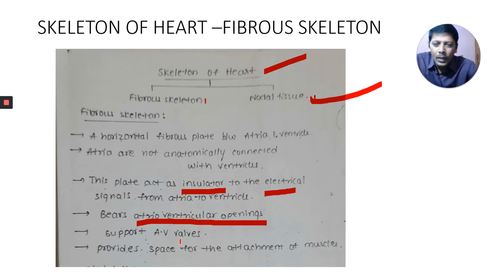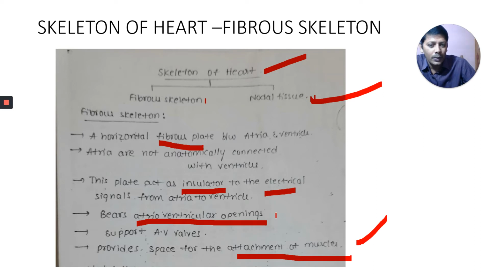One more thing, this fibrous plate provides space for the attachment of muscles. It has two openings, the right atrioventricular aperture and the left atrioventricular aperture. At those openings, there are valves. AV valves are also supported by this plate. And third, it provides space for the attachment of muscle. Okay, that's about the fibrous skeleton.